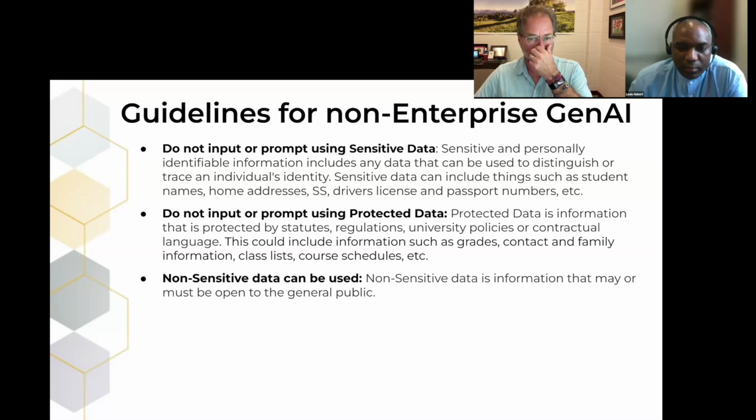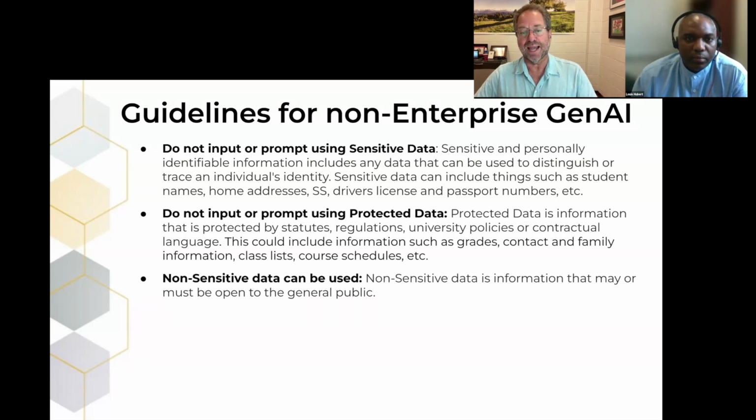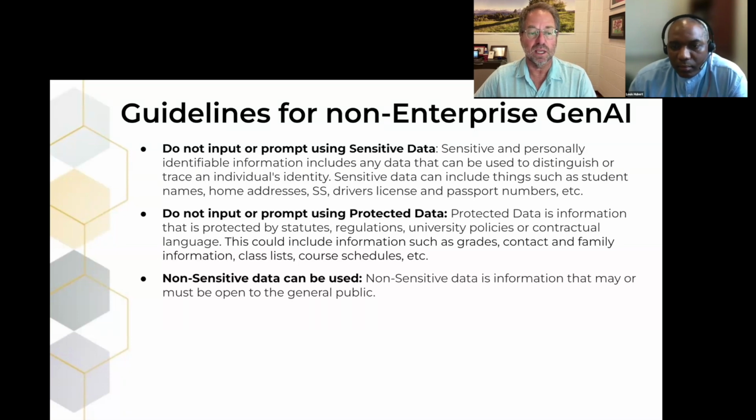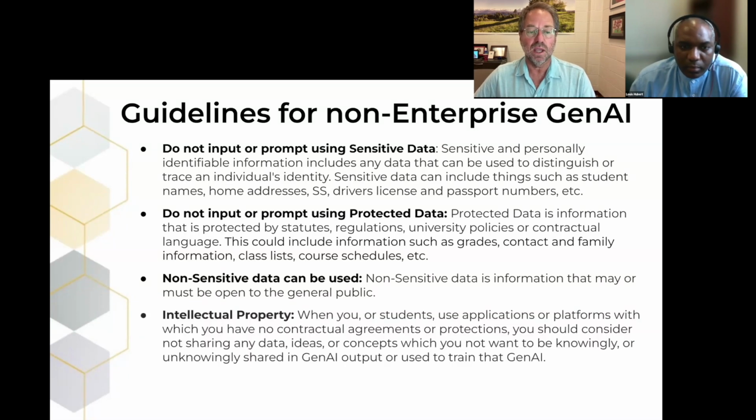Those are the traditional data privacy and security concerns that IT is screening for in the vetting process. There are two others that I would add. Keep in mind that these are recommendations at this point. There's no official guidance from the university on this. The first one that I would add is intellectual property. When you or your students are using generative AI platforms with which you have no contractual agreements or protections, you should probably consider not adding any data, idea, or concepts which you don't want shared back by that generative AI, because it's being used to train the AI or it becomes part of its trained knowledge.